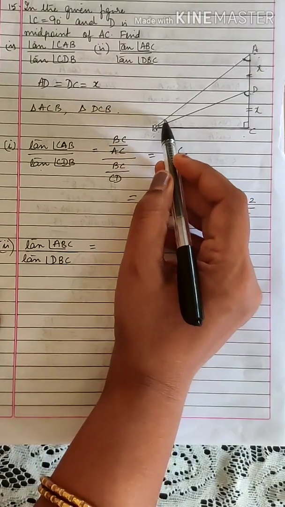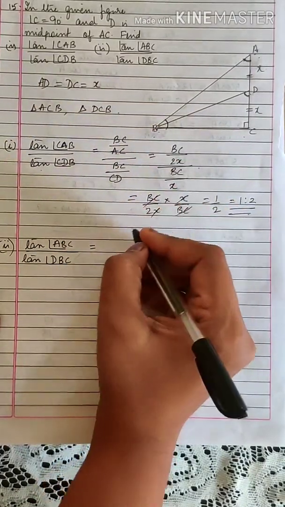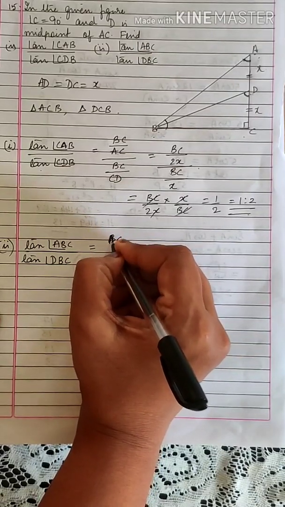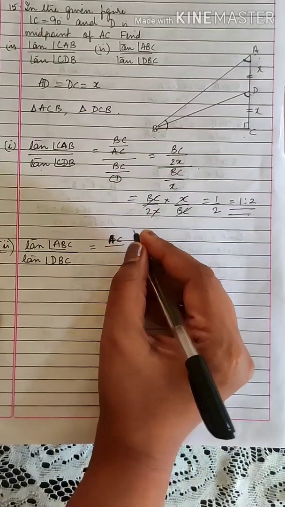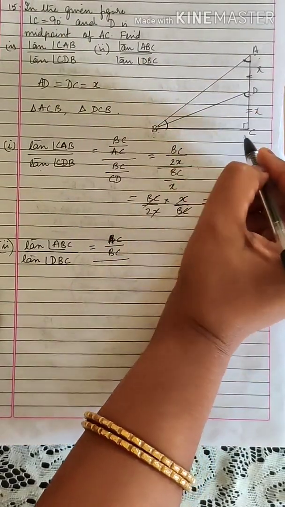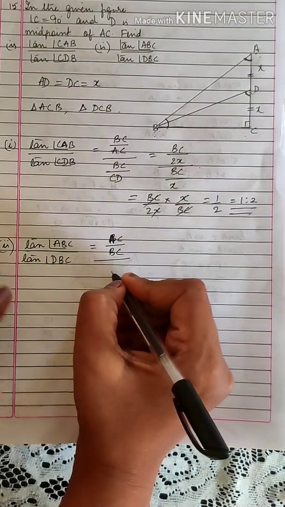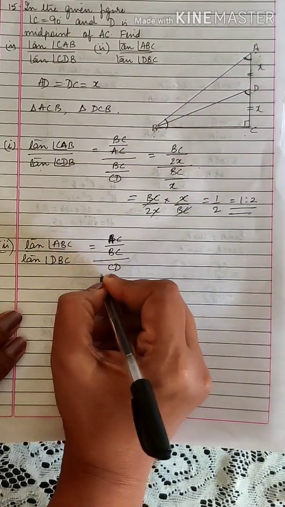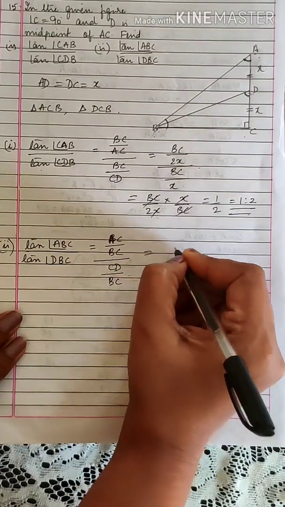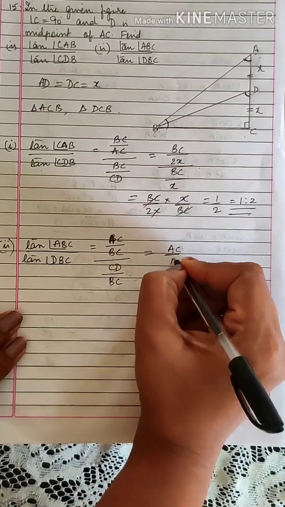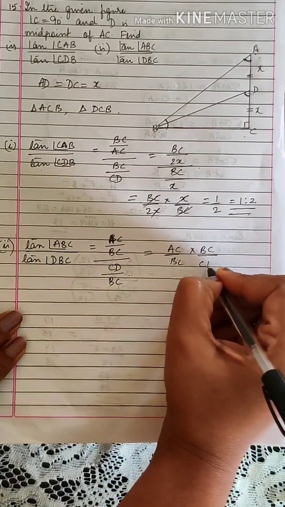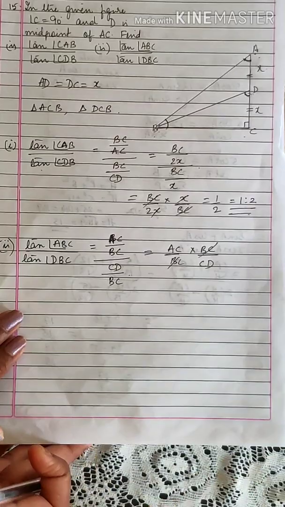So for this angle ABC, your perpendicular will be AC and the base will be BC. And for angle DBC, the perpendicular will be CD and the base will be BC. So you get AC upon BC into BC upon CD. BC and BC gets cancelled.